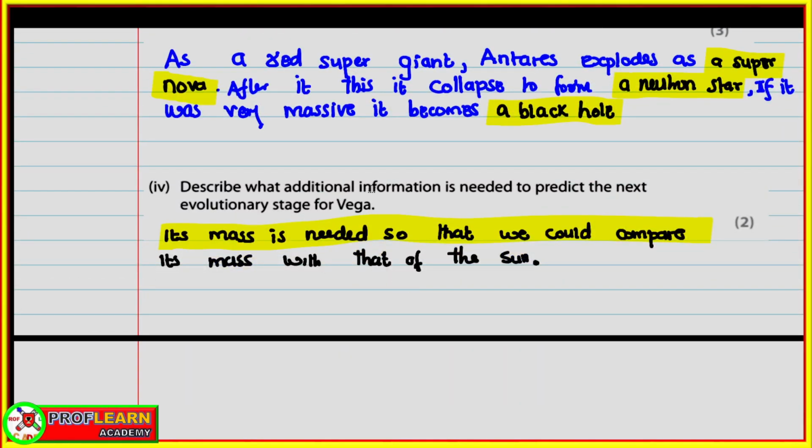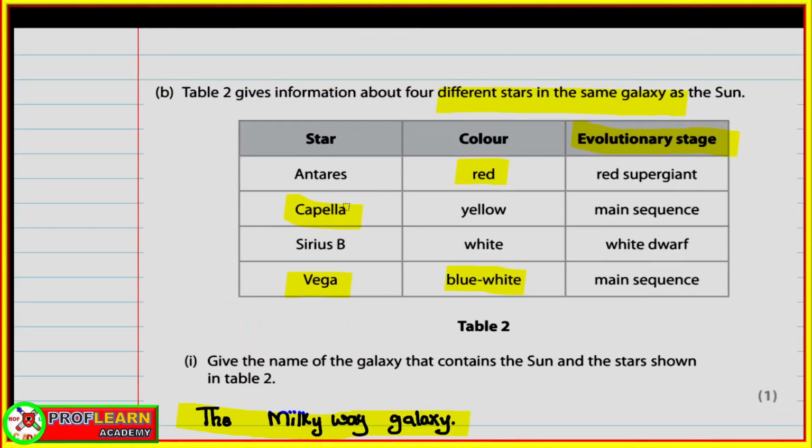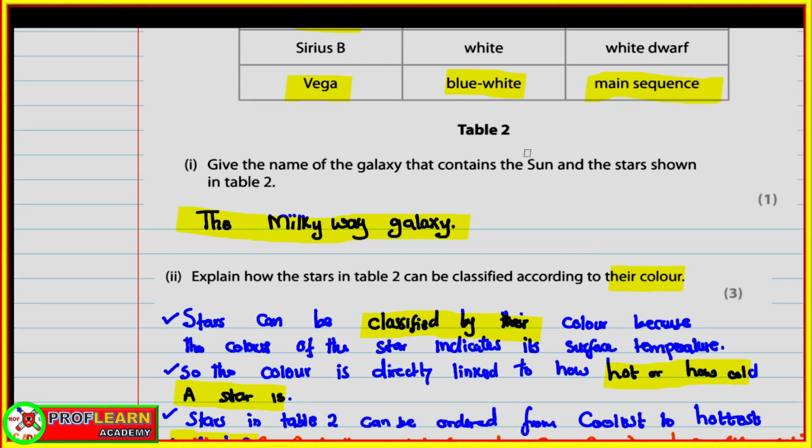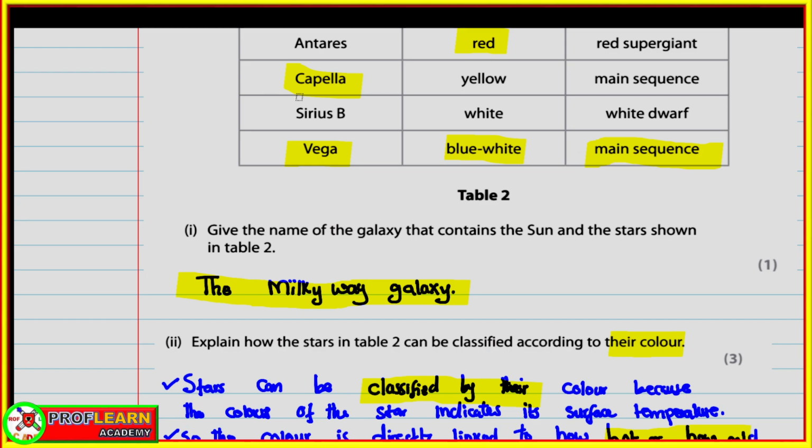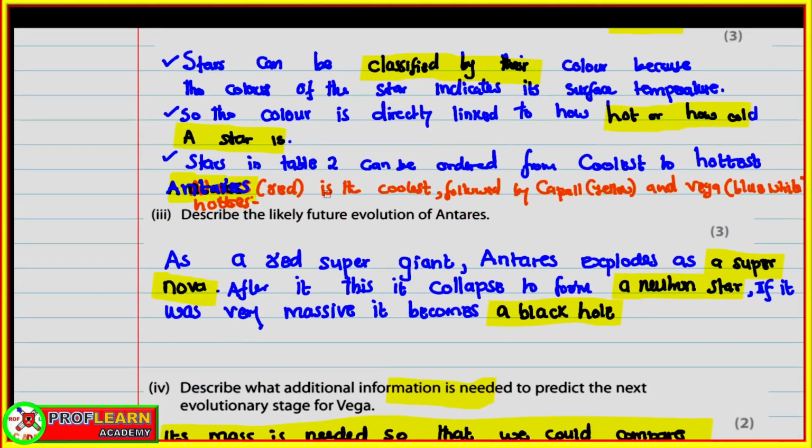Describe what additional information is needed to predict the next evolution stage of Vega. So if you look at Vega, it is at the main sequence. From the main sequence, it can either become a red giant or a red supergiant. If it was very massive, it becomes a red supergiant. If it was just massive, it becomes a red giant. Which means the information we need to know is the initial mass of this Vega star in comparison with the mass of the sun.